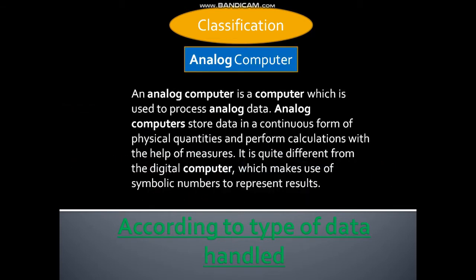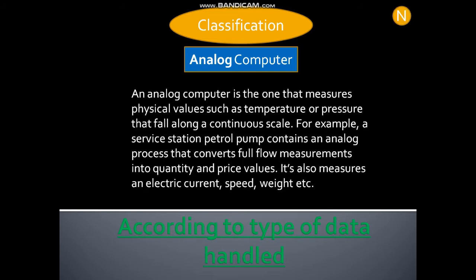Analog computer. Analog computer is a computer which is used to process analog data. Analog computers store data in a continuous form of physical quantities and perform calculation with the help of measures. It is quite different from the digital computer, which makes use of symbolic numbers to represent results.